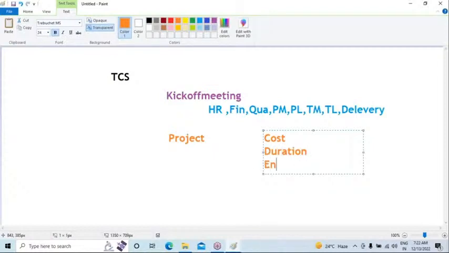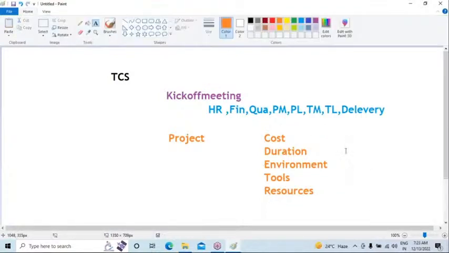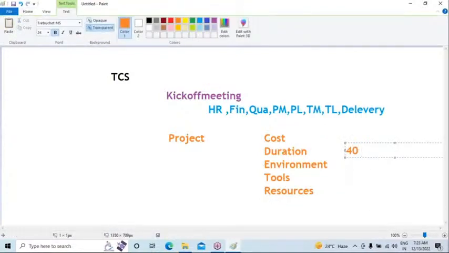So what is an environment we require? What are the tools we are going to be using? They need to discuss how many resources are required. For example, we require 40 resources, like 40 systems are required.